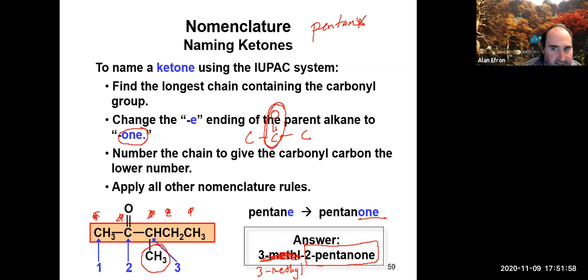3-methyl-2-pentanone in this case would be the proper way. So in the case of ketones, you typically do have to give the location of the carbon-oxygen double bond. And then whichever way gives that carbon-oxygen double bond the smallest number is the way you should go. And everybody else would be numbered accordingly. Question on that one there.